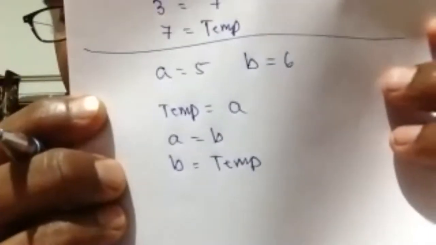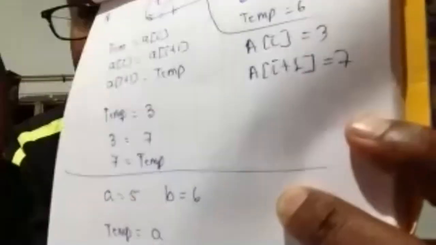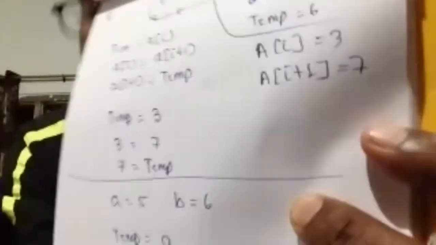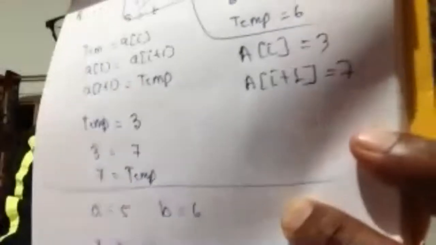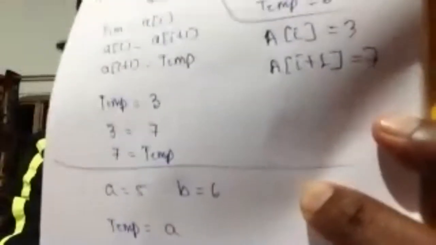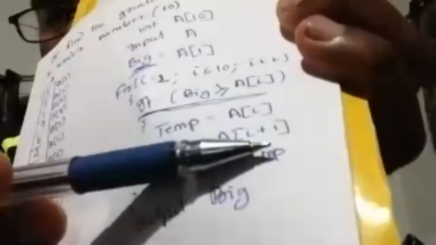But you are using an array, that's why the first value is A[i] and the second value is A[i+1]. Just going through this, you can exchange the values. Now here you see, I have exchanged the parts over here. It's clear? Temp equal to A[i], A[i] equal to A[i+1], and A[i+1] equal to temp. Over.